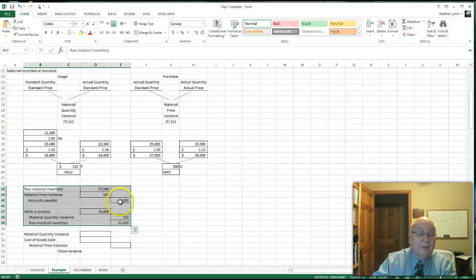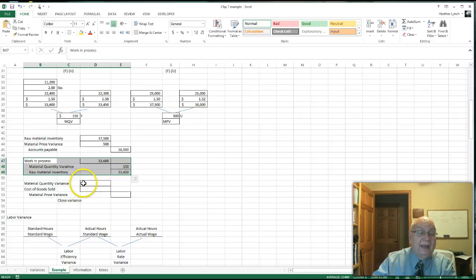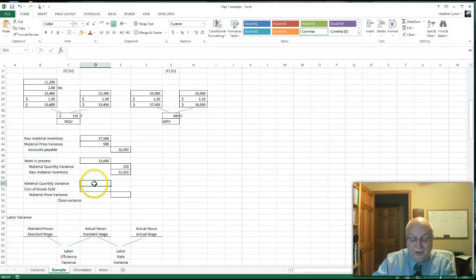So these are the entries that you would use to actually record. This is for the recording of the purchase of the material. This is the record, I'll highlight that. That's recording the purchase of the material. This one is to record the actual usage of the material. And then if they ask you, this is for closing.